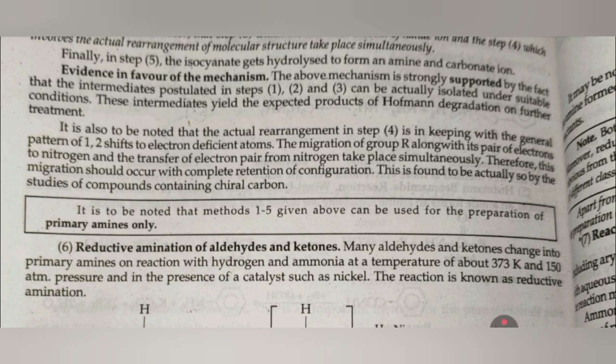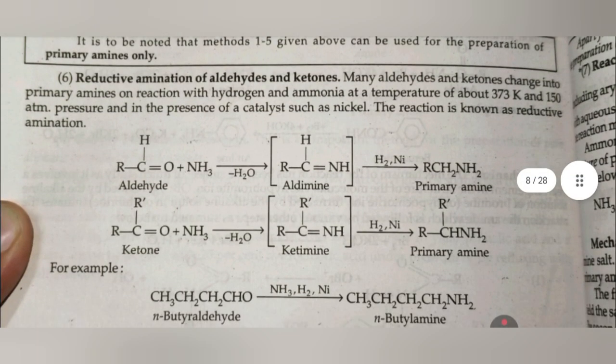The migration of group R along with its pair of electrons to nitrogen and the transfer of the electron pair from nitrogen take place simultaneously. Therefore, this migration should occur with complete retention of configuration. This is found to be actually so by studies of compounds containing a chiral carbon. It is to be noted that methods first to fifth given above can be used for the preparation of primary amines only. Sixth is reductive amination of aldehydes and ketones.